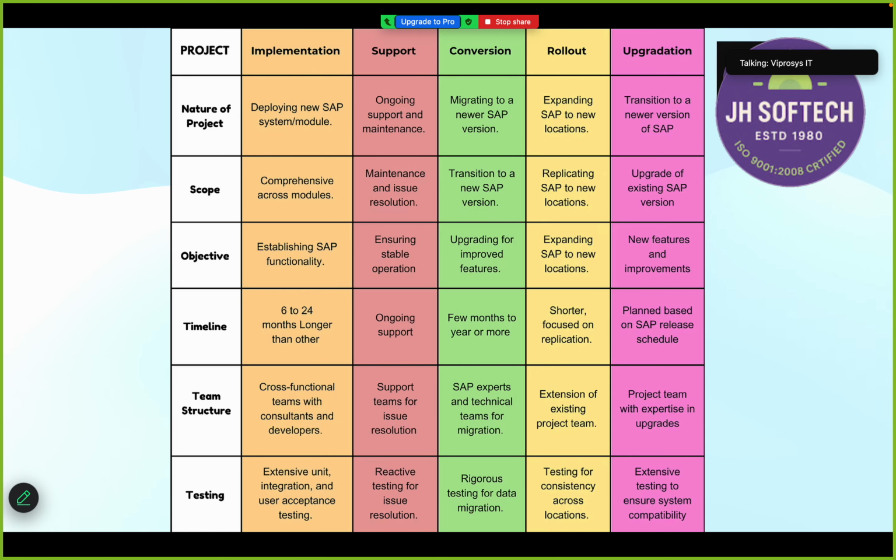Now what is a rollout project? Let's take an example of Torrent Pharma. If in India they have already implemented SAP for Torrent Pharma India, and now they want to implement SAP for Torrent Pharma Europe, then it's a different geographical location. Same system, same company, but a different geographical location. Then they have to implement it, and that's considered a rollout project.